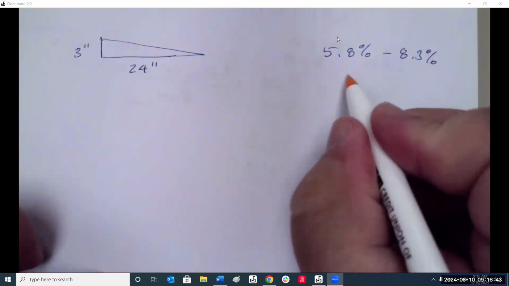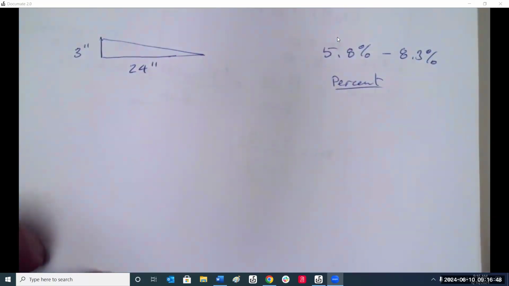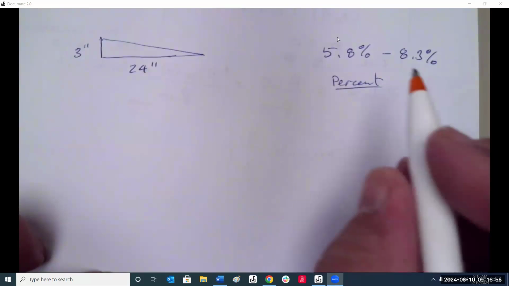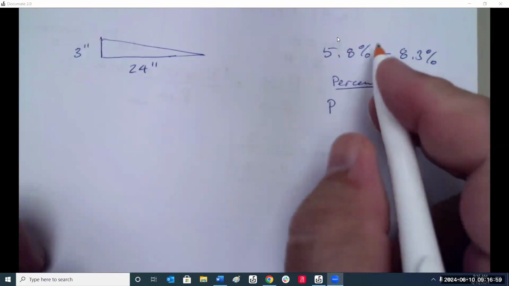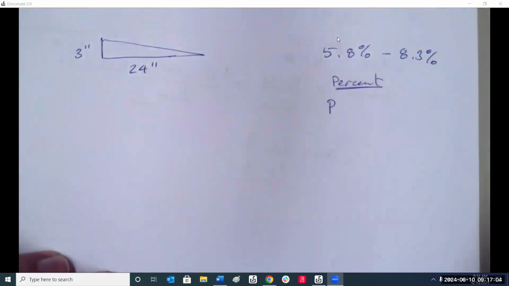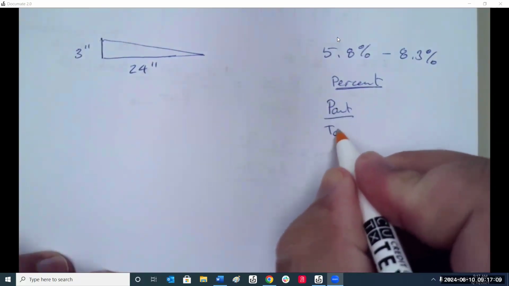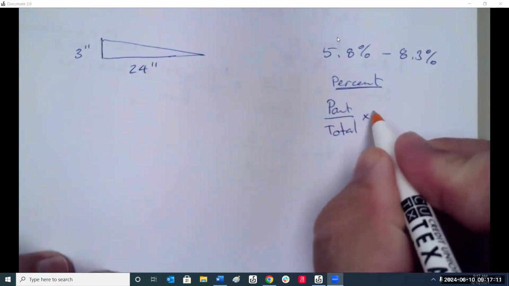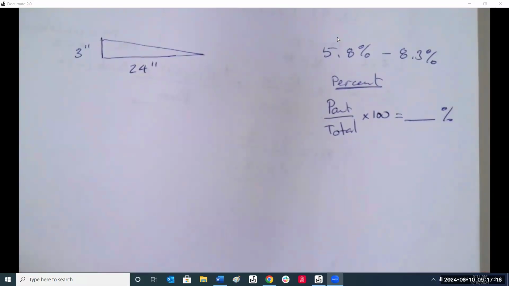Well, what's the formula for percent? We have to understand what percent means first. What's the formula for percent? It's going to be a decimal, and we just convert it. The formula for percent is the part over the total times 100. Whatever you get there is your percent.